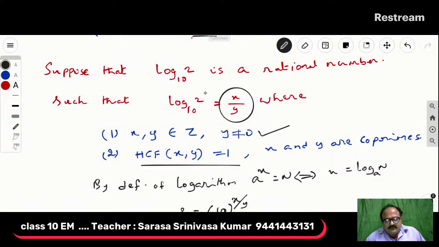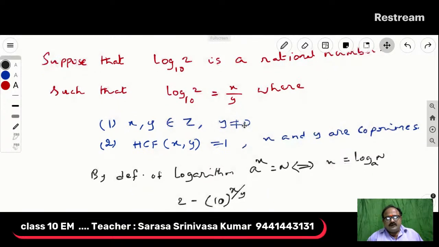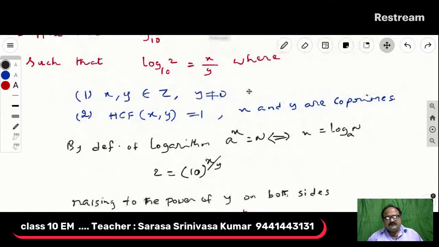It is very clear to us that log 2 base 10 is a positive value. So that is, it is a positive real number. That is, x by y is a positive real number. Now what we have to explain is whether it is a rational number or irrational number. That is the question.